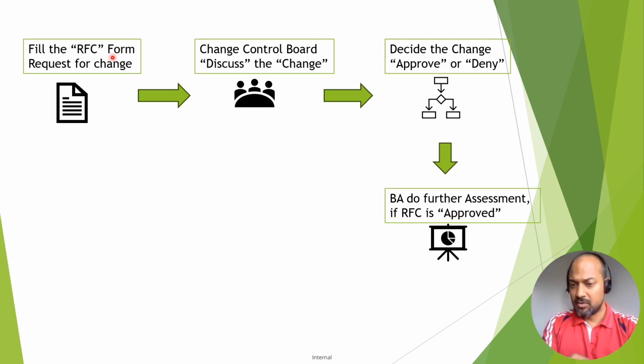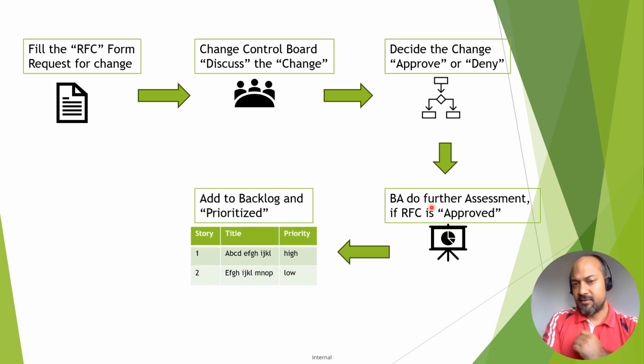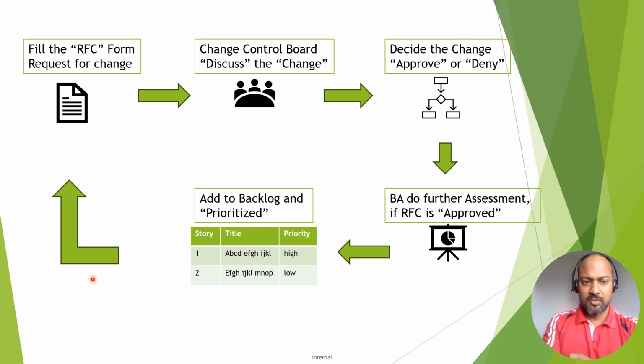Either the requirement is so clear in the first go that the change control board can simply approve or deny it, or some requirements need further assessment and analysis, and there the business analyst does his work. Once the change request is approved, the business analyst does the further assessment, and after the assessment, if the requirement is considered approved, the story is added to the backlog and the prioritization happens there. And then the cycle continues.